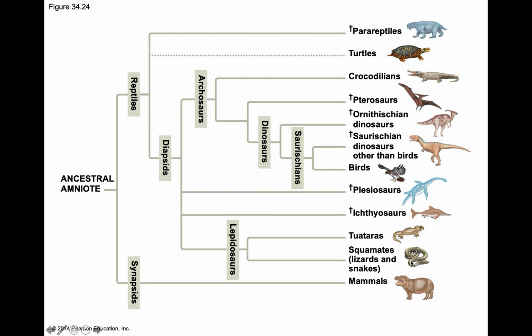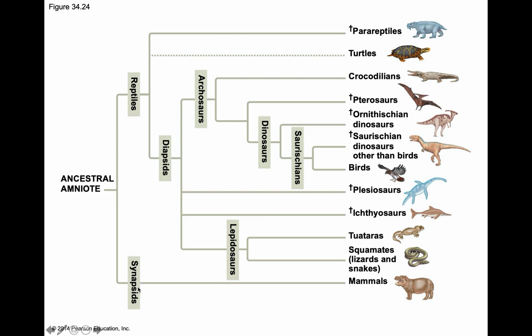Notice that the snakes and lizards are way over here, and that they're even more closely related to this other type of reptile called a tuatara, and there are only a few of them. They're native to New Zealand. So they're closely related, and then the turtles are way out here, basically with these other reptile-type things. These are called parareptiles. In other words, they're pretty close to reptiles, but these are the really primitive ones that have been extinct for hundreds of millions of years. And so turtles are just kind of throwbacks to that.